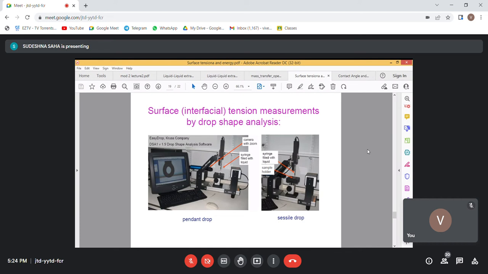That is contact angle change with time. You can measure. Also, you can measure the static contact angle. From static contact angle, you can calculate what is the surface tension of that particular material.